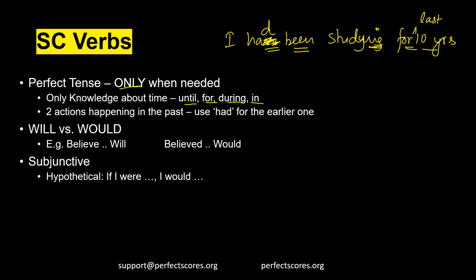So let me take another example. Let's say I'm talking about the future. I will have given the test. If I just write this sentence, it's going to be wrong because you're using the perfect tense just like that. You don't have any idea of the time. So it's better if you just say, I will give the test. But if you do get an idea of the time, then you can use the have. For example, I will have given the test by next Monday.